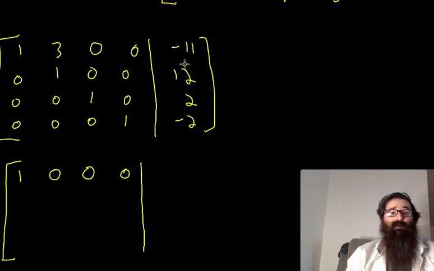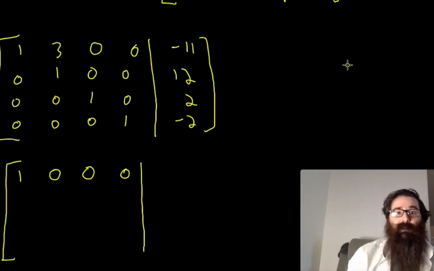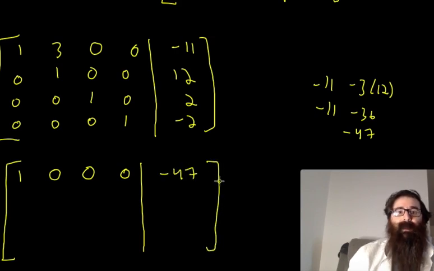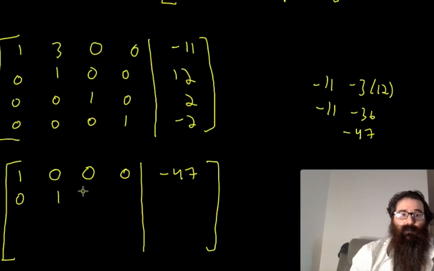Now keep in mind, we're doing a lot of arithmetic here. No shame in going to the side or the margin and saying, okay, so what's going to happen there? I want negative 11 and then minus 3 times 12. Let's see what that's going to look like. So that's negative 11 minus 36. That's going to give me negative 47. And then I can rewrite the rest of the rows. So 0, 1, 0, 0, augmented with 12. 0, 0, 1, 0, augmented with 2. And 0, 0, 0, 1, augmented with minus 2.